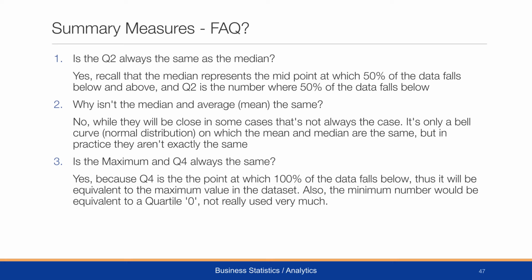Now, is the maximum always the same as Q4? The answer is yes, because Q4 is the point at which 100% of the data falls below. Thus, it would be equivalent to the maximum value in the data set. Also, the minimum number would be equivalent to a quartile 0, which people don't use very much.